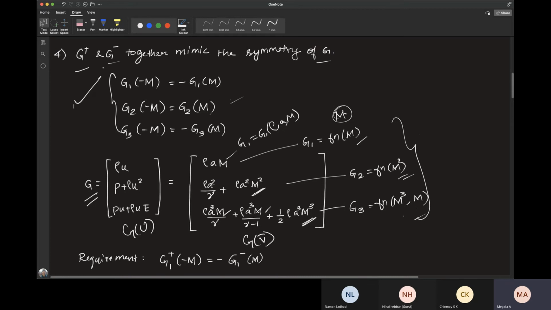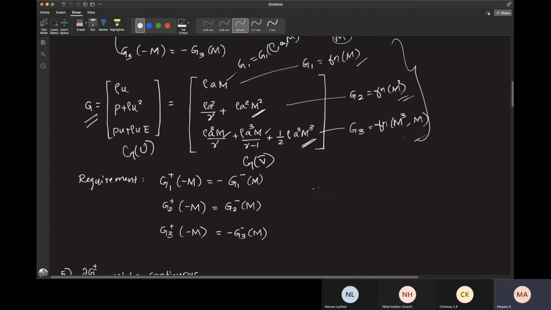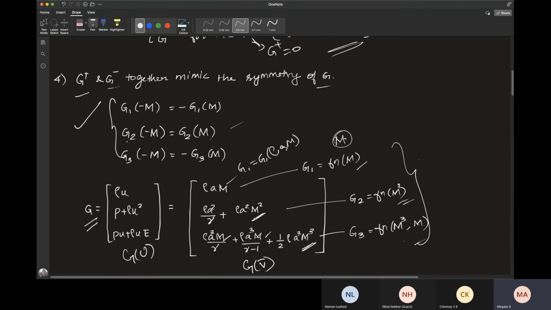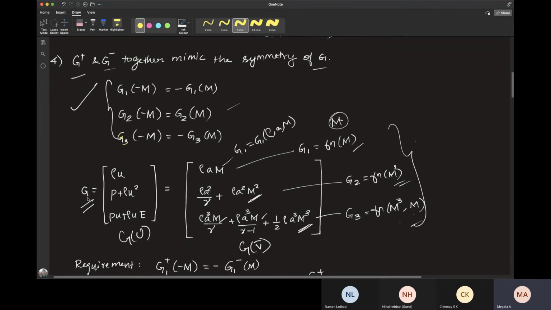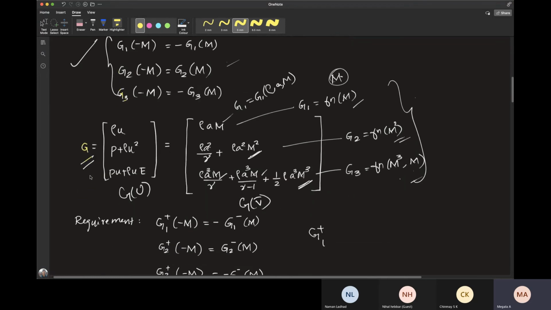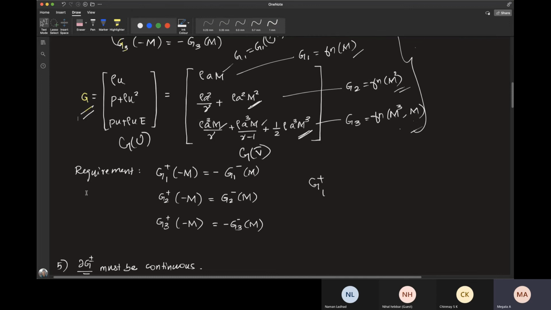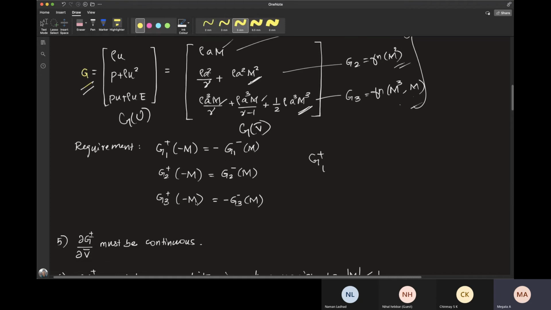So what he does is he makes sure that G1 plus and G1 minus also follow the same thing. That is, the whole G actually follows these properties. This is what we saw from the form of G. Now he makes sure that the G plus and G minus that he constructs also follow the same properties. G1 plus of minus M must be equal to minus G1 minus of M and so on. So he ensures that these properties are satisfied as well.